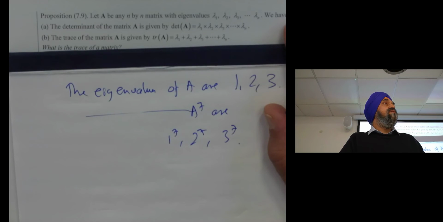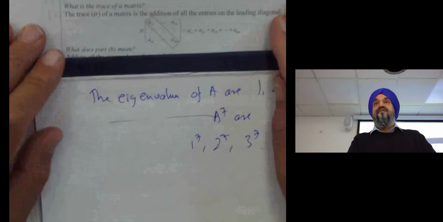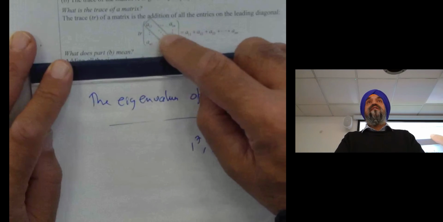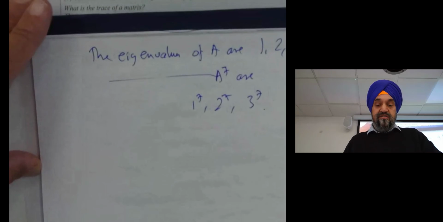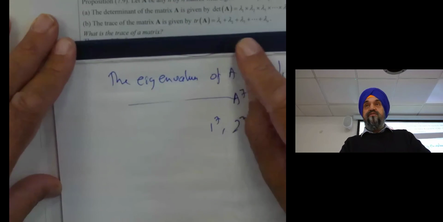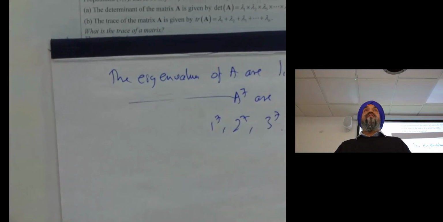Yeah, it's the addition. It's instead of multiplying. It's the addition, okay, of any 2 by 2, 3 by 3, whatever it is. It's the entries added on the leading diagonal. Yeah, you add the entries on the leading diagonal. That's what that's equal to. Okay, so the trace is given by lambda 1 plus lambda 2 plus lambda n. So when you add the eigenvalues, you get the trace of the matrix.